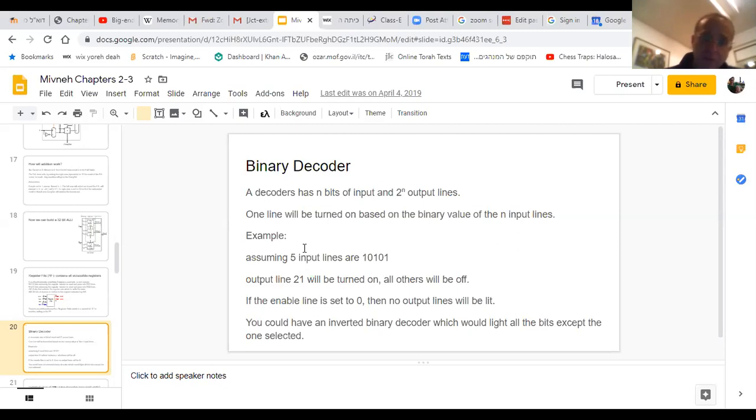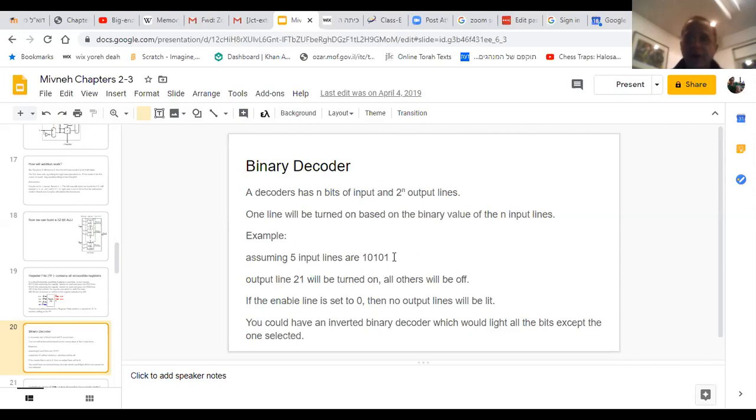So here's another example. Let's say I have 5 input lines. How many output lines would I have? 32. If I have 5 input lines, that means I have 2 to the 5th, which is 32 possible output lines. And let's say I set those 5 bits of input to 10101, which has the value 21.